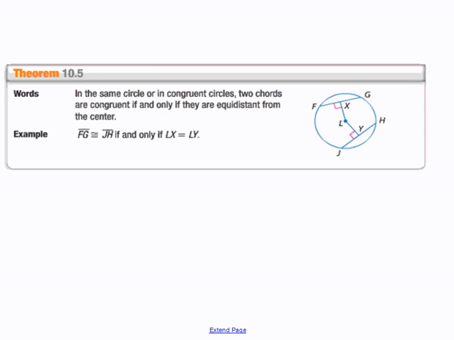And then, if we have these two chords here, they are congruent only if they are the same distance away from the center. So if this is congruent to this, then the two chords are congruent.